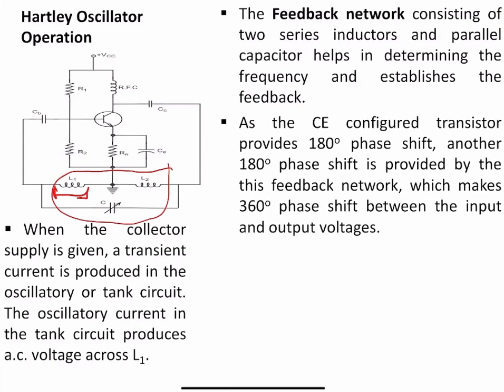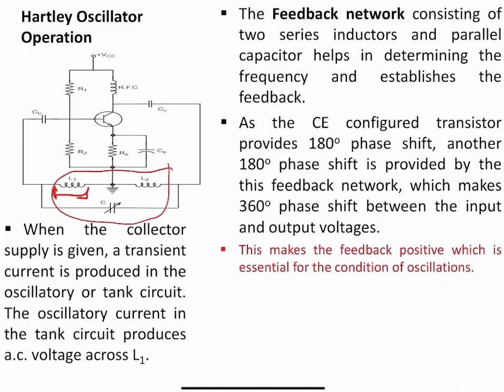As in this figure, a common emitter configuration is used for the amplifier. This configuration provides a 180-degree phase shift between input and output. To get a total of 360 degrees, a 180-degree phase shift must be provided by the feedback network. So the feedback network, the tank circuit, provides the remaining phase shift, making the feedback positive, which is one of the essential conditions for sustained oscillations.